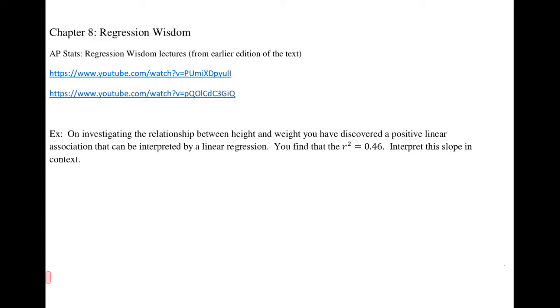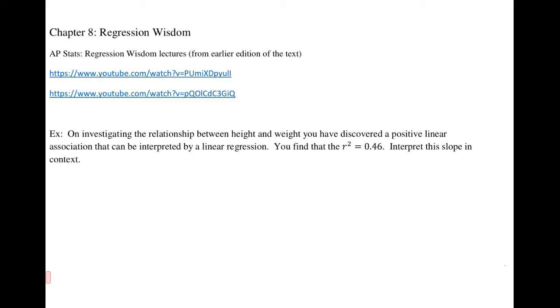Chapter 8, Regression Wisdom. Example 1. On investigating the relationship between height and weight, you've discovered a positive linear association that can be interpreted by linear regression. You find that r squared equals 0.46. Interpret the slope in context.